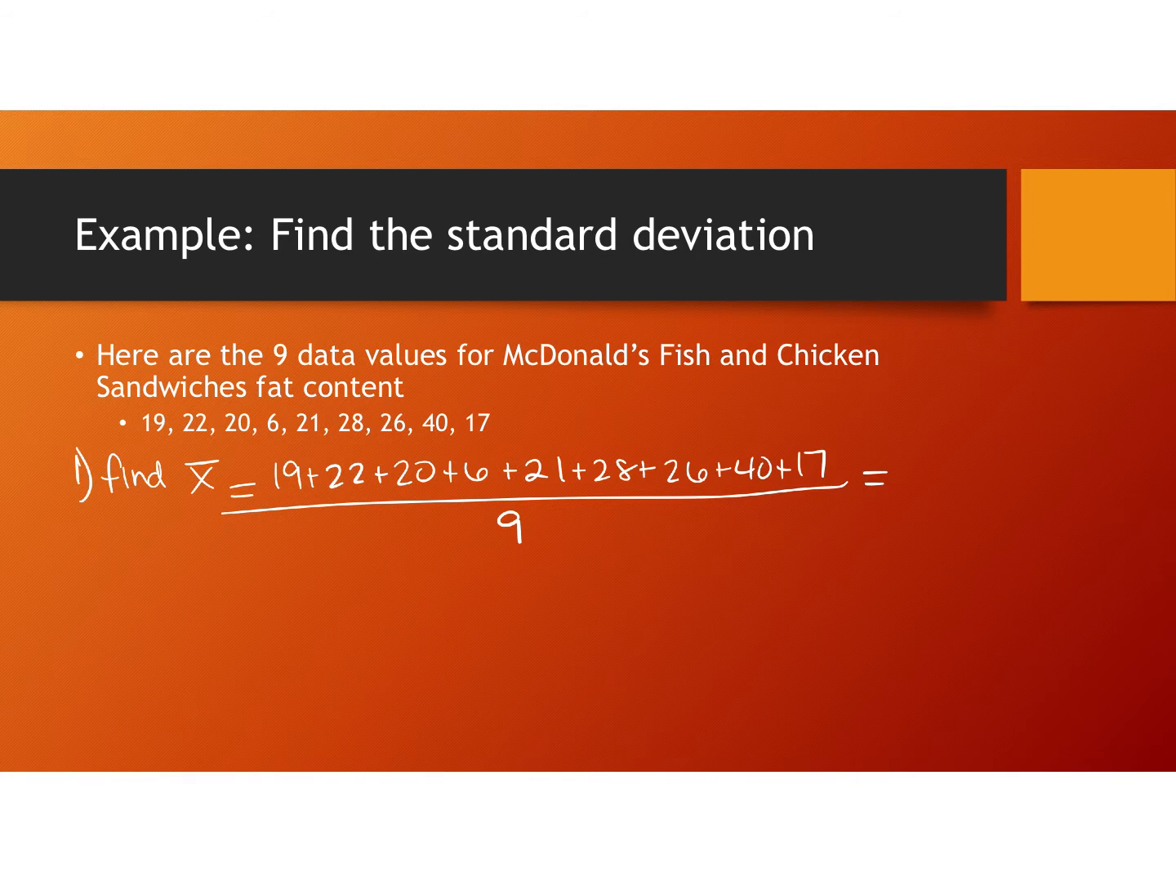And you can do that in the calculator. You can turn back to your notes from Wednesday and tell me what the answer is. It was 22 point what? 22.11. So my mean is 22.11.